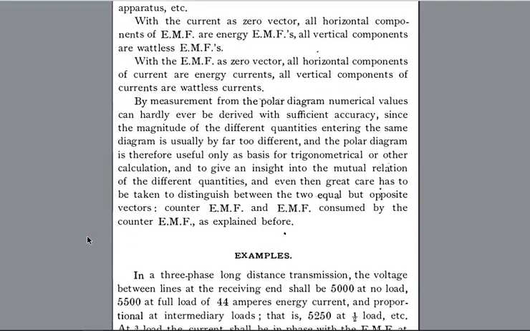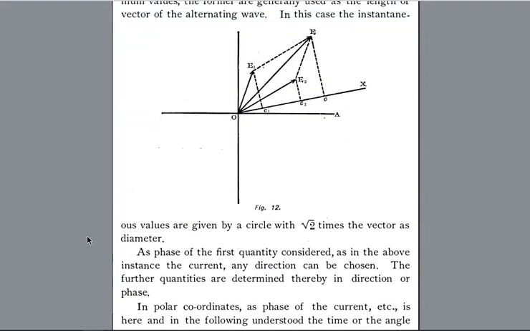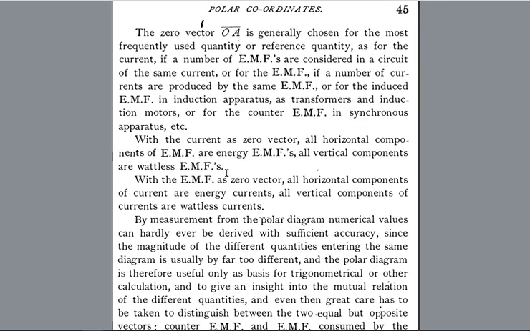The zero vector OA is generally chosen for the most frequently used quantity or reference quantity, as for the current, if a number of electromotive forces are considered in a circuit of the same current, or for the electromotive force, if a number of currents are produced by the same electromotive force, or for the induced electromotive force in induction apparatus, as transformers and induction motors, or for the counter-electromotive force in synchronous apparatus, etc.